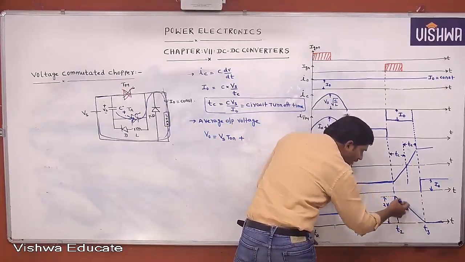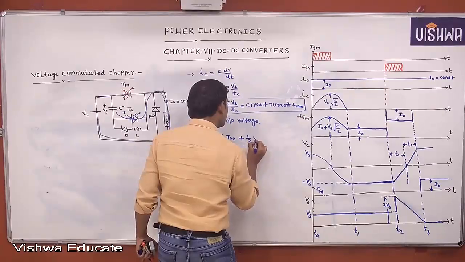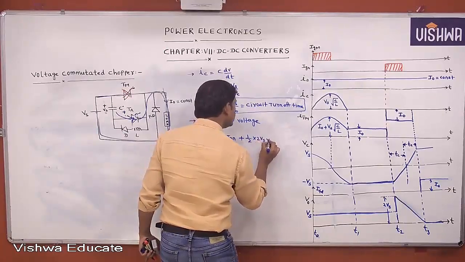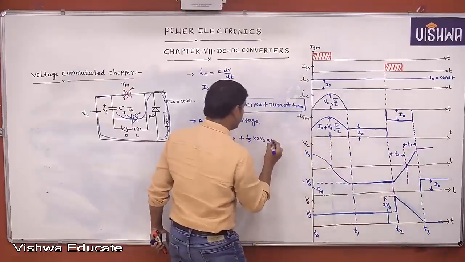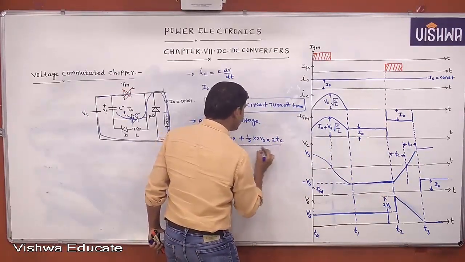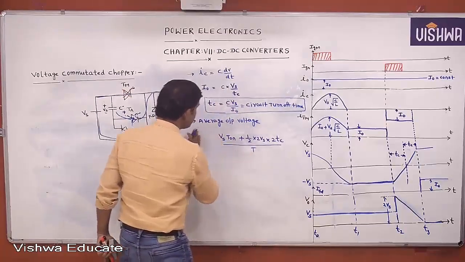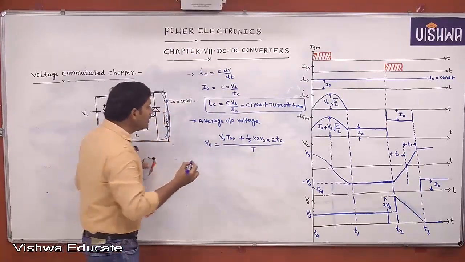Now this is also the average output voltage. What is the area under this curve? Half into 2 Vs into this time. Which time is this? Tc plus Tc, 2 Tc. By the total time period T, this is the average output voltage.